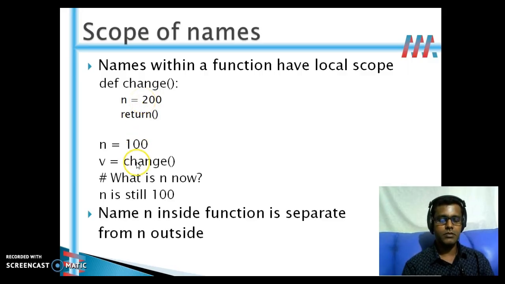Now when I come back to the main program, what will be the value of n? Here n is still 100, because the n declared outside the function is separate from the n declared inside the function. Here the value of n is 200, here the value of n is 100. That is, the variable n inside the function is separate from the variable n outside the function. Now we will execute this program in the editor and see how it works.